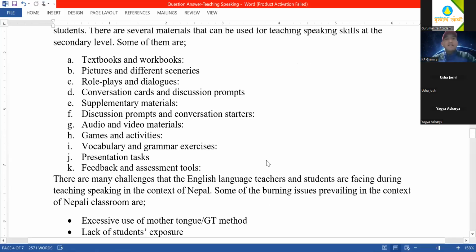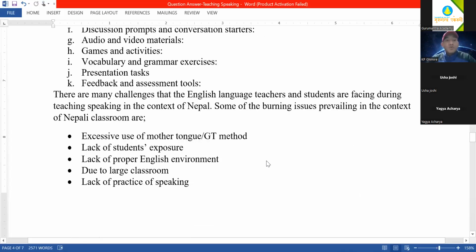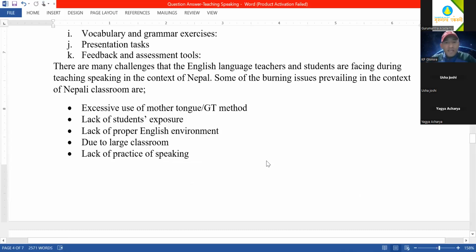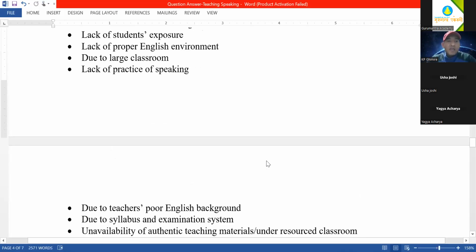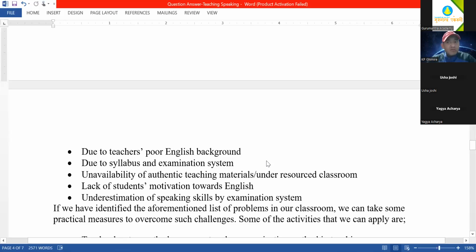Now make a list of challenges. There are many challenges that English language teachers and students are facing during teaching speaking in the context of Nepal. Some of the burning issues prevailing in our Nepalese ELT classroom are: excessive use of mother tongue, the hegemony or interference of the GT method is one of the problems. Lack of students' exposure, they lack linguistic expressions. Lack of proper English environment in our classroom due to large classes, teachers are unable to employ different activities, and lack of practice of speaking, and due to teachers' poor English background. This has also created a dangerous situation in the context of Nepal.